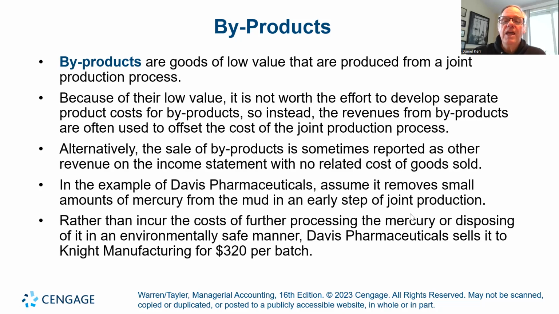So what happens when they process this stuff, for each batch of the mud that they process and split off into the different products, there's mercury that has to be removed. You know, mercury, years ago, they used to put it in thermometers and it can be pretty dangerous stuff. So you've got to dispose of that in a very environmentally friendly way. So rather than incurring the cost of disposing of it in an environmentally friendly way, let's assume that every time they have a batch of the Dead Sea mud, they go and sell it for $320. So how would you account for that $320?